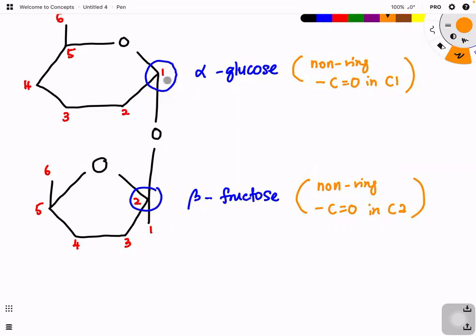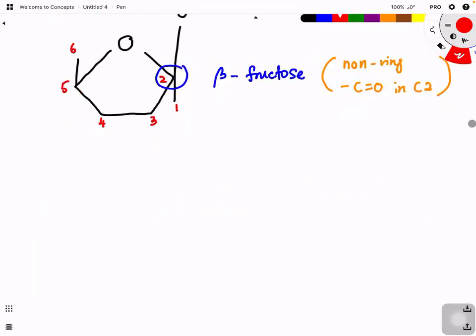Because they form the bond like this, can I make them into the non-ring structure? The answer is no. In aqueous solution, because the formation of the bond involves carbon number 1 of the alpha glucose and carbon number 2 of the beta fructose, sucrose cannot turn into the non-ring structure. Therefore, they lose the reducing property. Can you see that? Why? If the question asks why sucrose is a non-reducing sugar, it is because of the formation of this glycosidic bond.